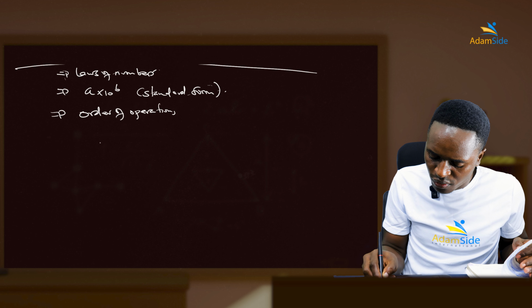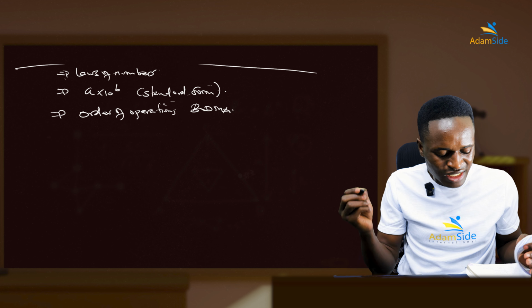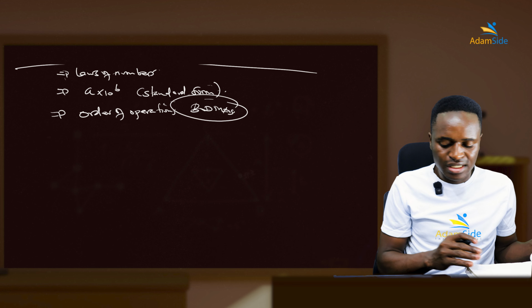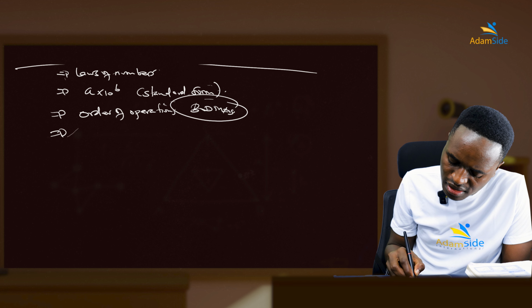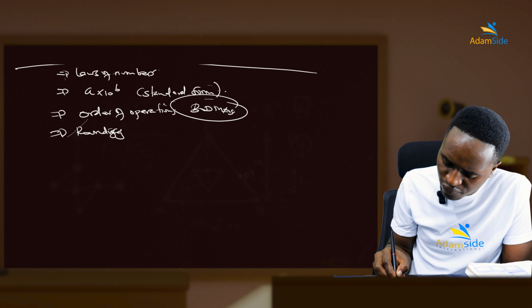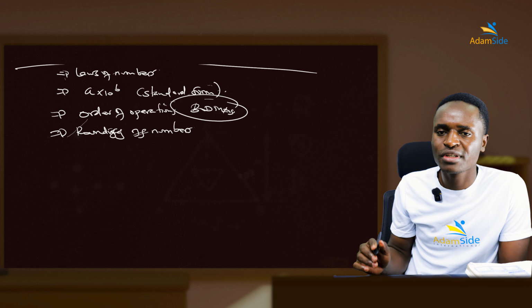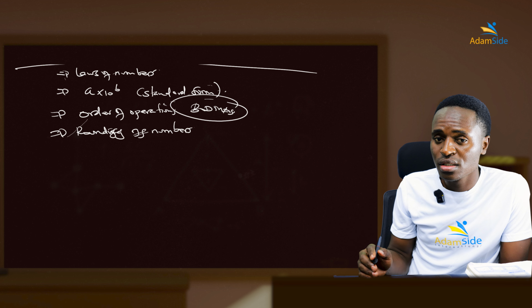About following the order, we say BODMAS or PEMDAS. Use that to solve different kinds of questions. Then the last unit that you need to know about is rounding of numbers to the nearest significant figures. Rounding of numbers to the nearest.